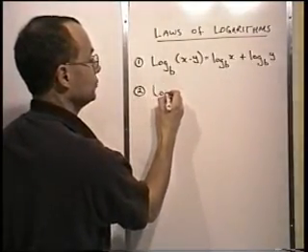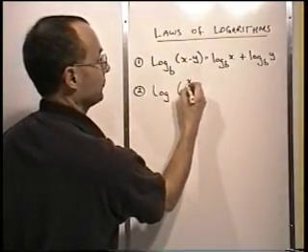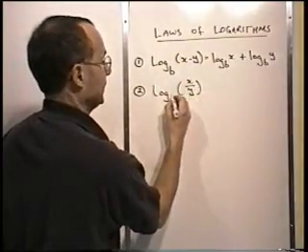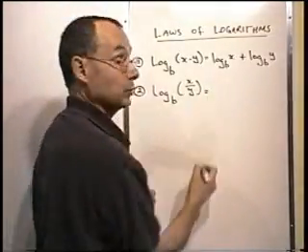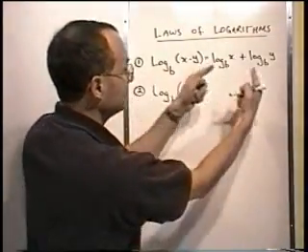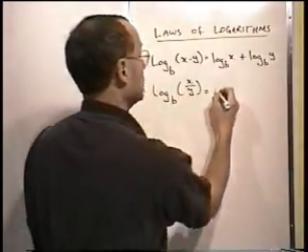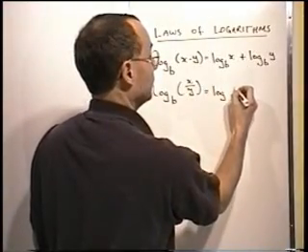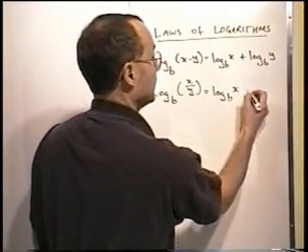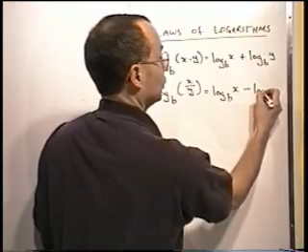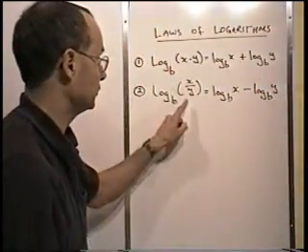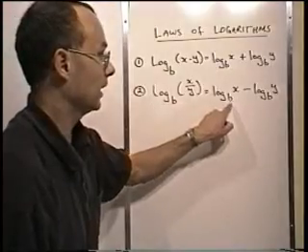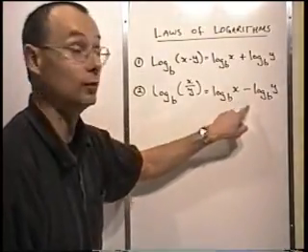Our second law has to do with if you take the log of something divided by something. We'll say base b as well. How do we expand that? Well, very consistently to our first law, we would have log of the numerator minus log of the denominator. So as you can see, if we're dividing, it's a subtraction or a difference of logarithms.